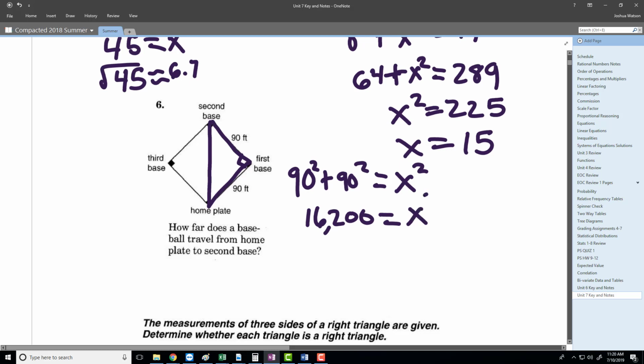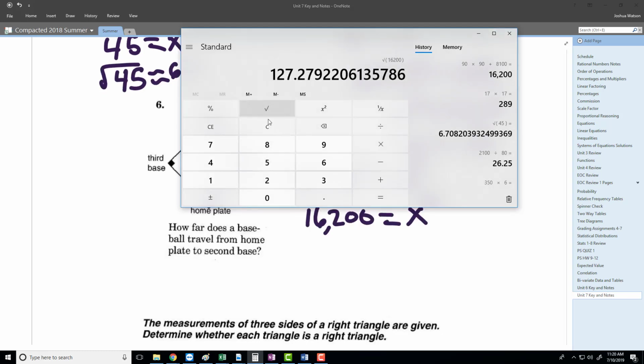That's equal to x squared, and we square root both sides to get rid of the square and get x alone. It is plus or minus the square root of 16200. Is that a whole number? Nope, it's about 127.28.